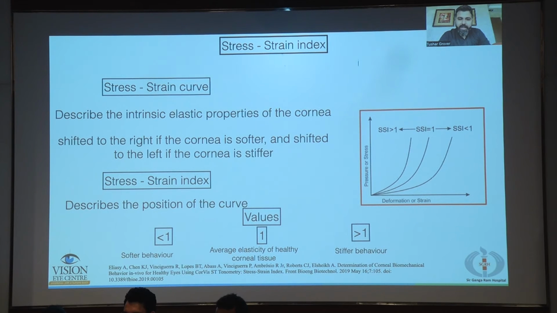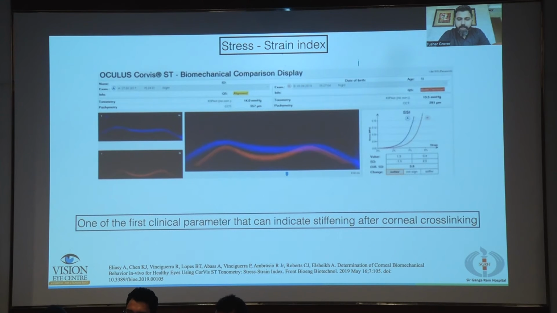The stress strain index is what describes the position of this curve. So if this value is more than 1, that means the cornea is showing stiffer behavior. Whereas if it is less than 1, that means it is showing softer behavior. And this is one of the first parameters that has been accurately able to indicate stiffening or strengthening after cross-linking. None of the other parameters were able to do that.